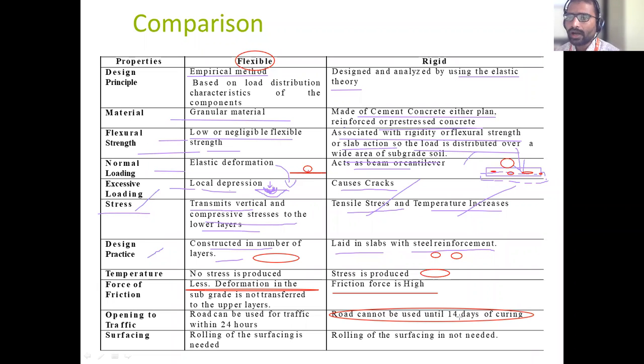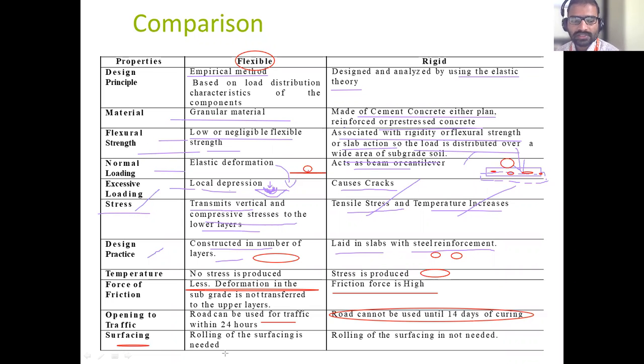What is curing? Application of water on the surface of the concrete. So we apply water on top of the concrete. So the opening of traffic is after 14 days. In the rigid pavement, as it is a concrete surface, the road is opened to traffic after 14 days. In the case of flexible pavement, the traffic is opened after 1 day, after 24 hours.